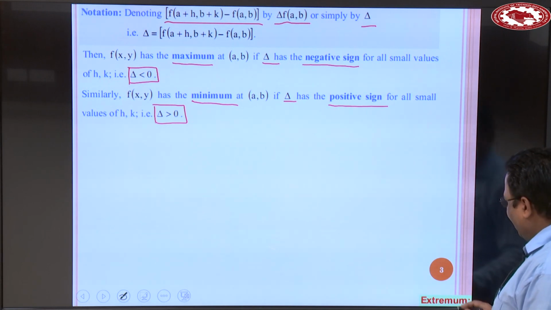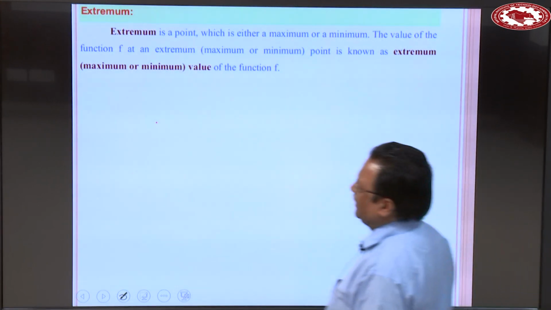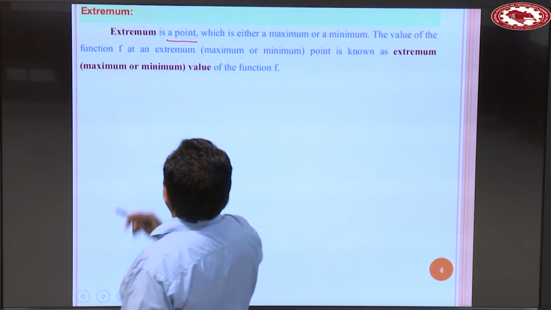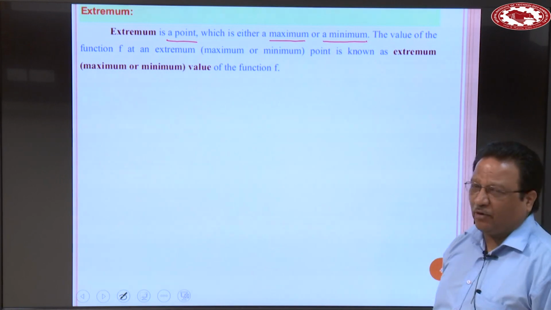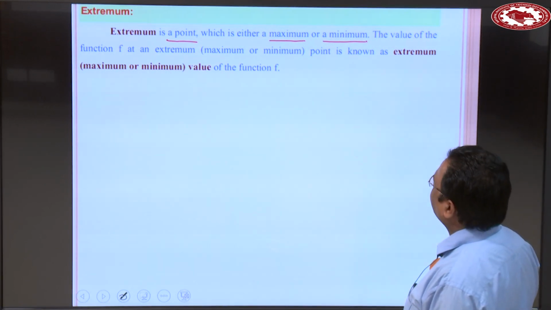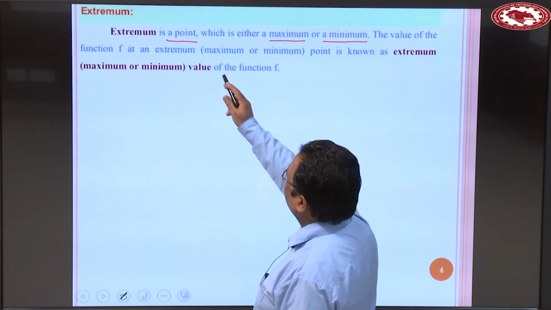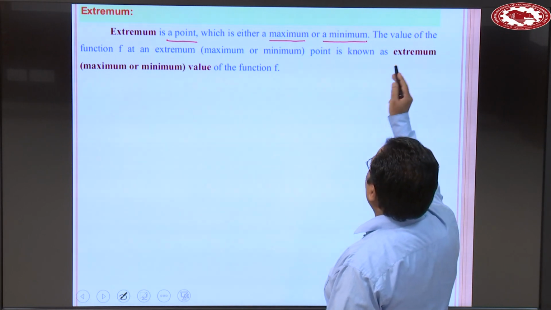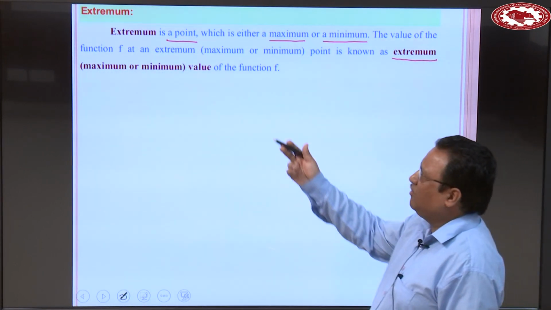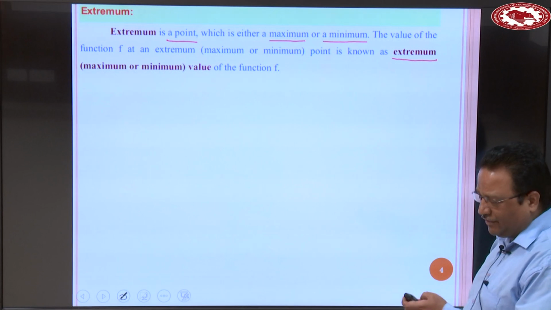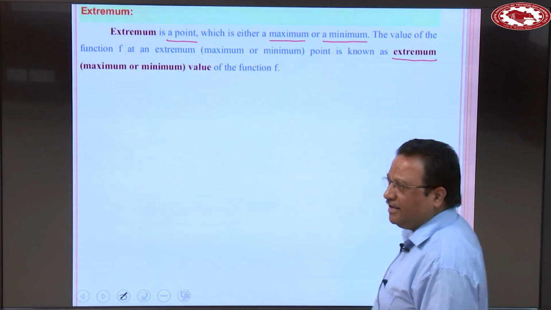Now, one more definition. What is an extremum? An extremum is a point which is either a maximum or a minimum. The value of the function f at an extremum, that is at a maximum or minimum point, is known as the extremum value of the function f, meaning the maximum or minimum value of the function f. This is the definition of extremum.